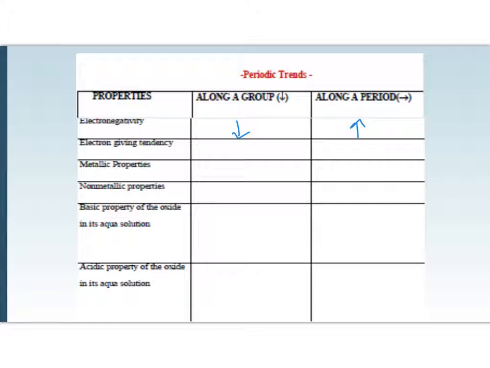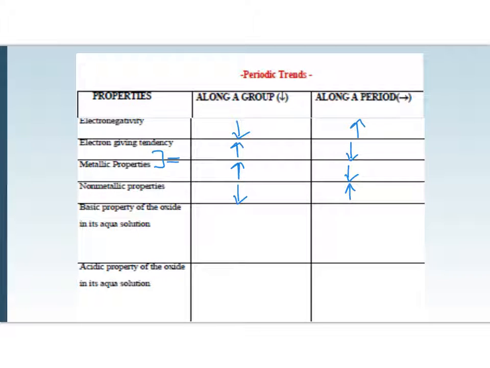Electron giving tendency and metallic properties are just the same. If an atom has a really high electron giving tendency, this means that it has high metallic property. So it is going to be increased when you go along a group and decreased when you go along a period. And comes nonmetallic property. Nonmetallic property is just the same as electronegativity and electron affinity. It is going to be decreased when you go along a group and increased when you go along a period. And comes the basic property of oxide in aqueous solution.